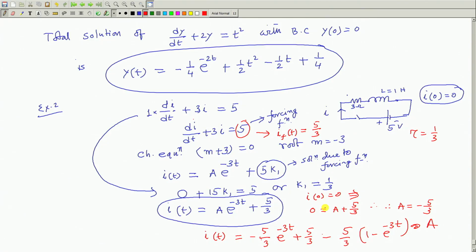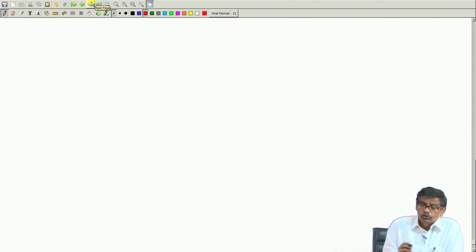It is not that you start applying the boundary condition only to the solution due to the forcing function. That point should be noted. I hope you have understood this. Now, so far so good. So, what we have seen is this.